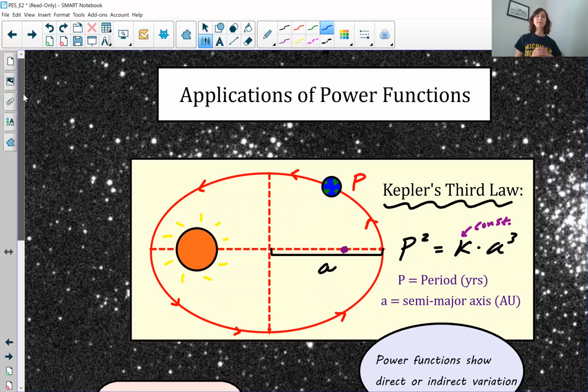We see that they are really useful for showing how different variables relate to each other. And we also might have a huge formula like Newton's law of gravitation. But if we really look at it, we can just break it down into a simple power function.